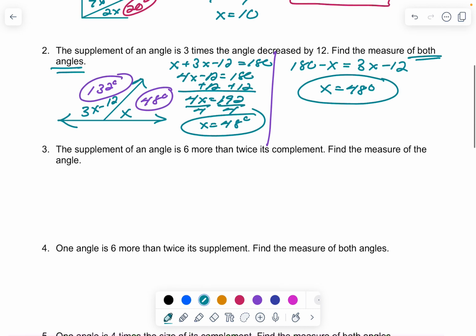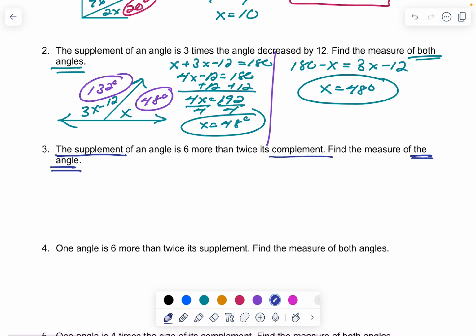Now, this one, however, is different, and you'll see when we read it. It says the supplement of an angle is 6 more than twice its complement. Find the measure of the angle. So first of all, we can't find both angles. It's one angle, so that's one clue. The other clue is they talk about the supplement of the angle and its complement.